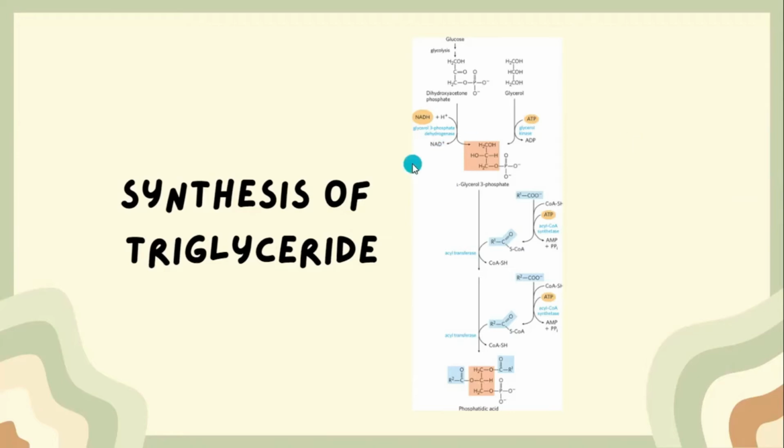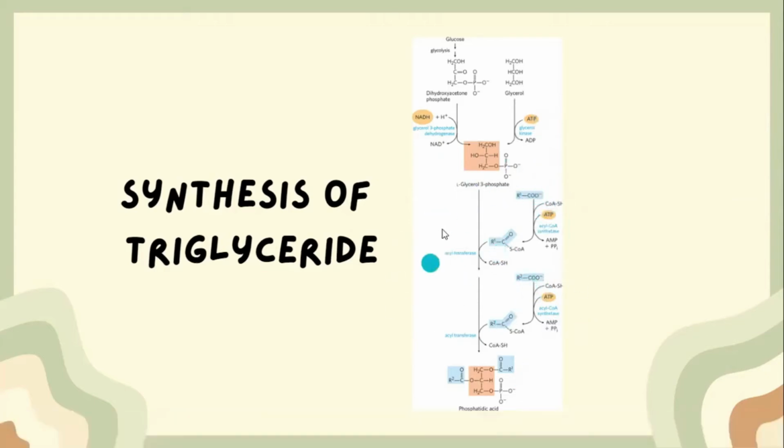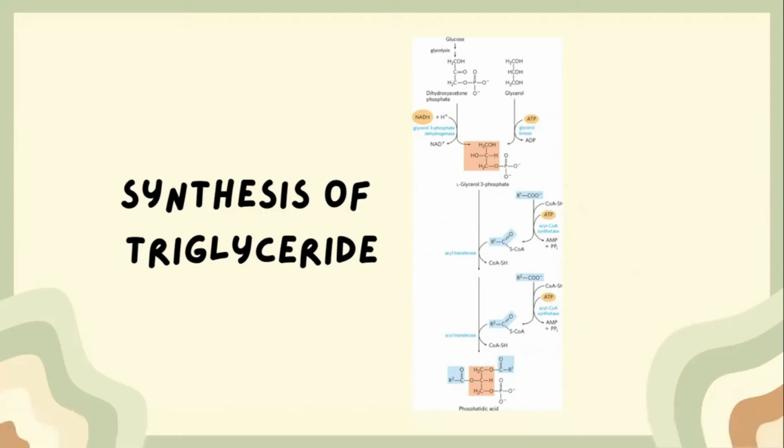So here we have the L-glycerol-3-phosphate, and we have here the two fatty acyl-CoAs. These two will link with the L-glycerol-3-phosphate with the help of acyltransferase to create phosphatidic acid, or diacylglycerides, because we have two fatty acyl-CoAs.